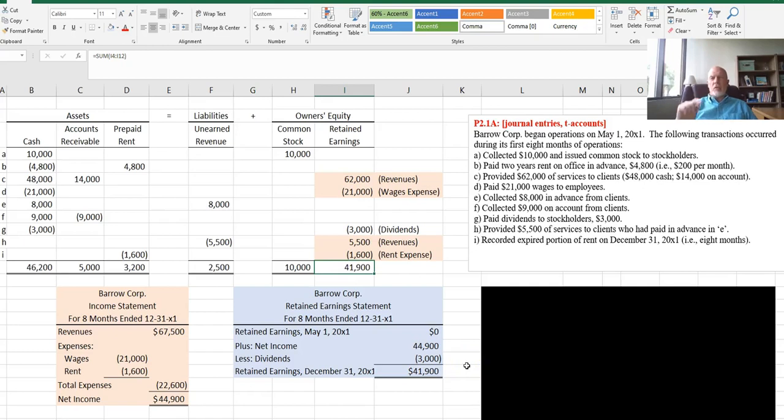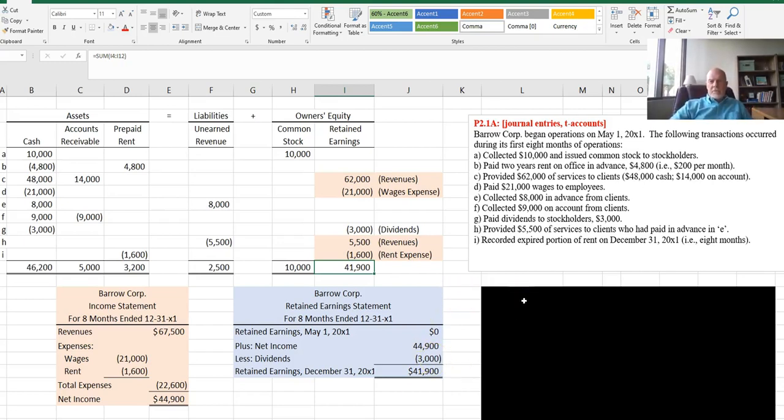So again, the formula for the statement of retained earnings is the beginning retained earnings plus net income minus the dividends equals the ending retained earnings. And those formulas are all on page 16 if you want to look at that.